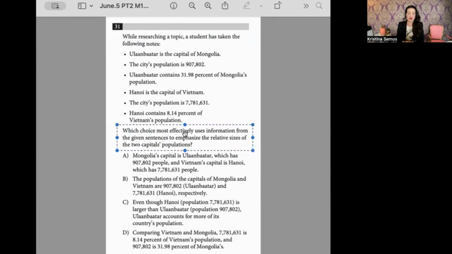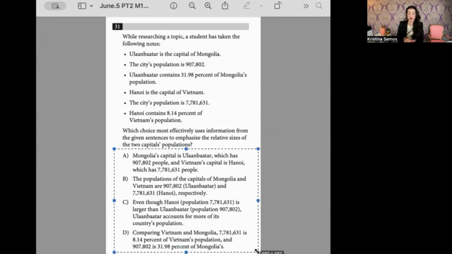So in this one, which choice most effectively uses information from the given sentences to emphasize the relative sizes of the 2 capital populations? And then we have a bunch of facts that you can spend some time and pause this video and read. And then after you do that, you are going to answer the question. And remember, if it wasn't true according to the bullet point, it's out. If it doesn't talk about the capital's populations, it's out. If it's not emphasizing the relative sizes, then it's out. So I will let you do that. And then the answers will be at the end of the video, and meet me back here, and then we will do math.